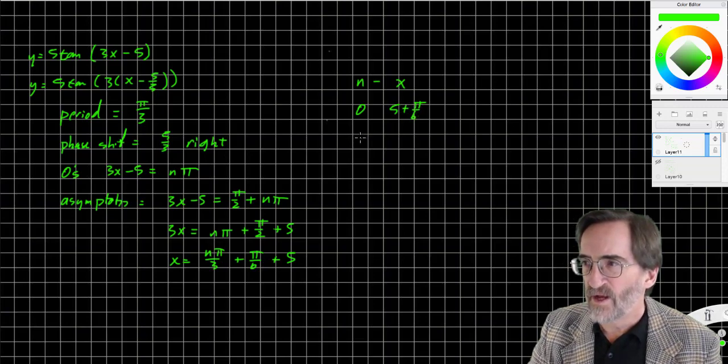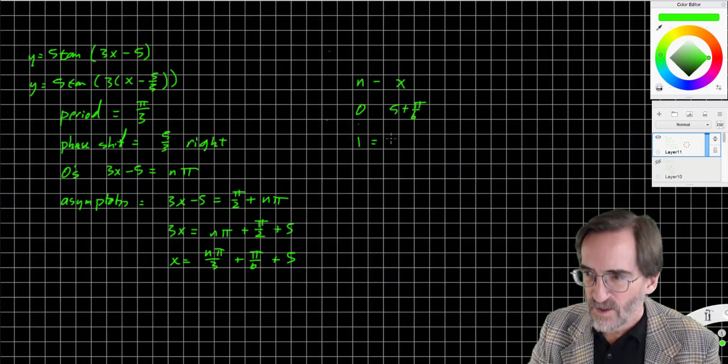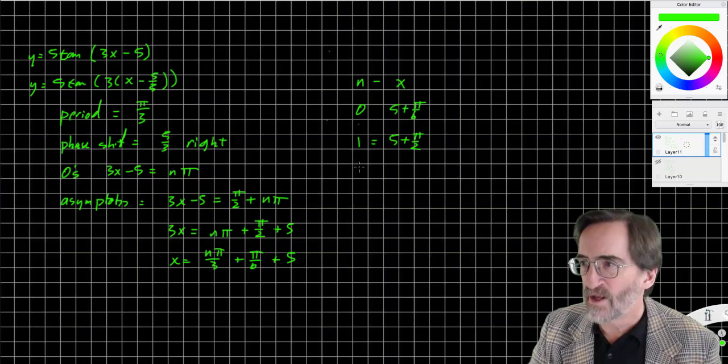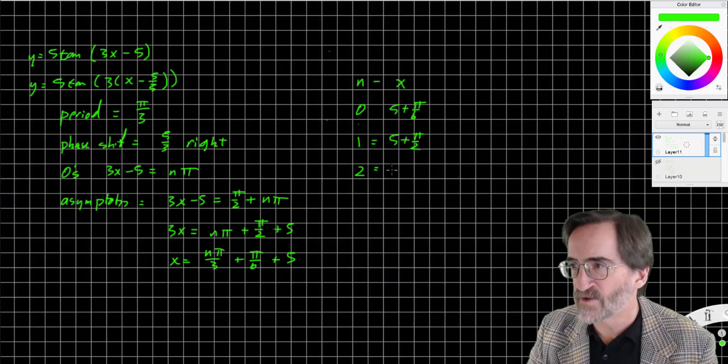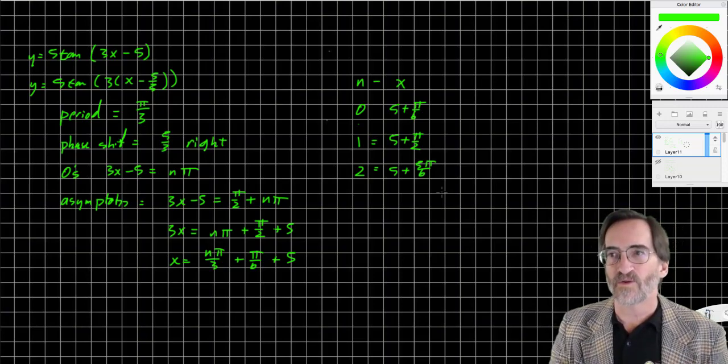Okay, and when n equals 1, we get pi over 3 plus pi over 6, which is 2 pi over 6 plus pi over 6, which is 3 pi over 6, which is pi over 2, plus 5. So 5 plus pi over 2. Let n be 2. We get 2 pi over 3 plus pi over 6. So 2 pi over 3 becomes 4 pi over 6 plus pi over 6, which is 5 pi over 6. So 5 plus 5 pi over 6. You get the idea. We can generate all of these for the trig function that way.